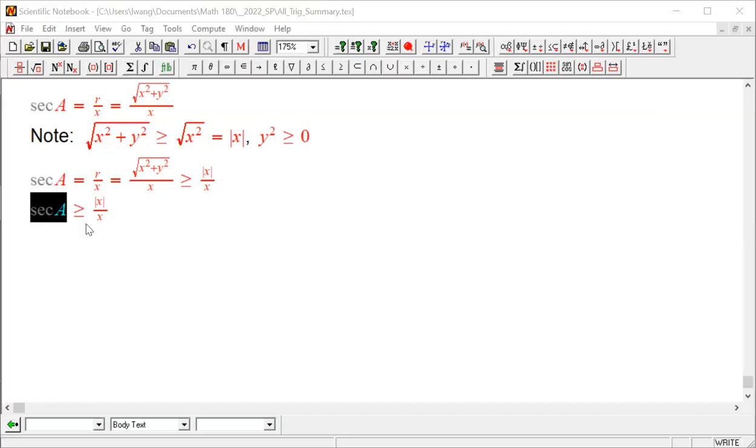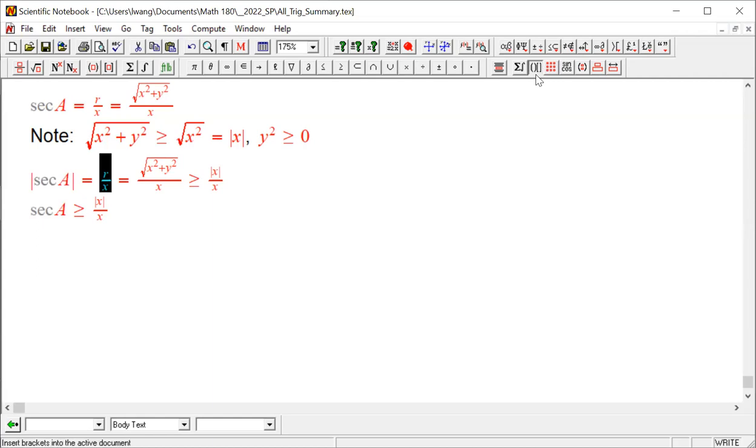Okay, I think this will be simpler. I'm going to take the absolute value on both sides. This is much easier. If we take absolute value, this piece is going to be absolute value, so that equals 1. Okay, so we don't need those other discussions.